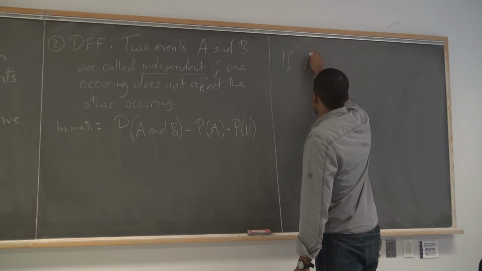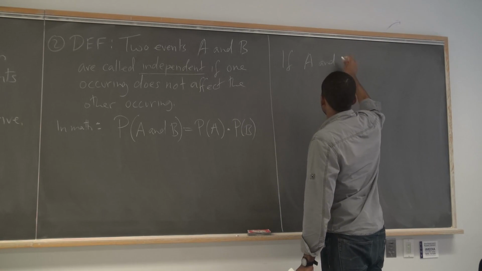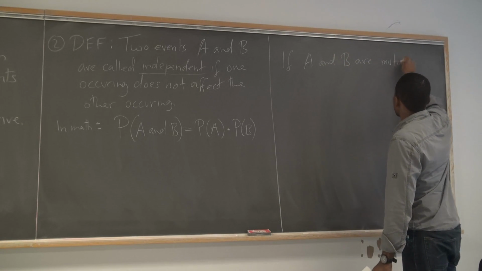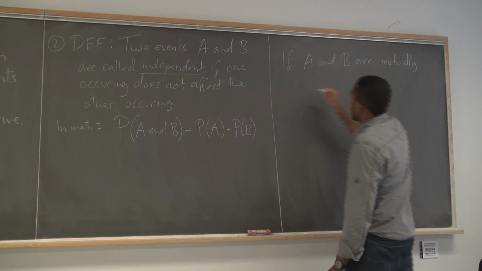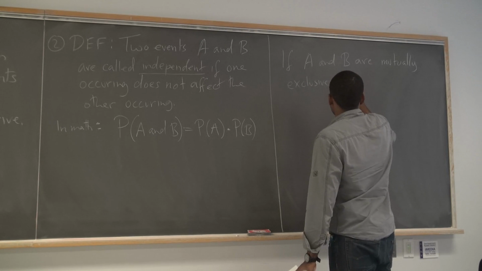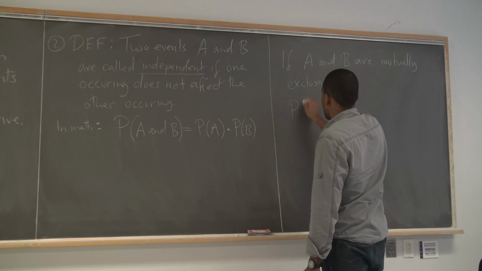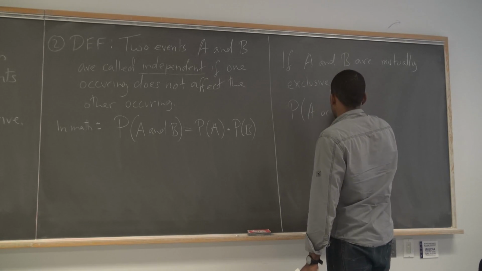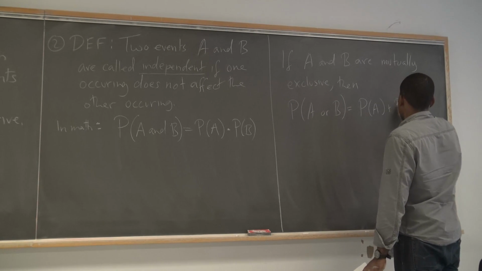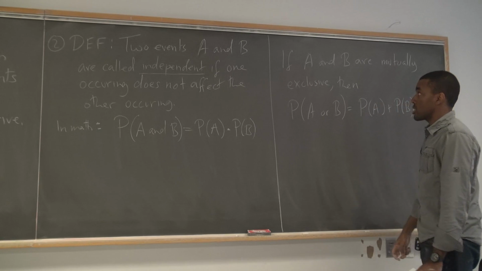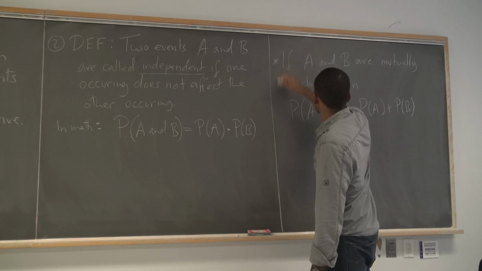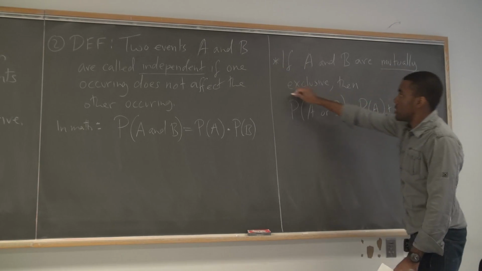If A and B are mutually exclusive, then probability of A or B is just equal to the probability of A plus the probability of B. And this just comes from a simplification of a general formula I'm going to be giving you soon. Right? Mutually exclusive, this works.